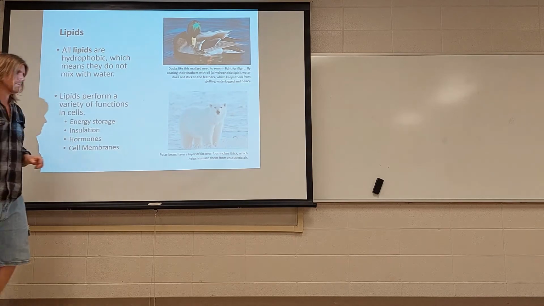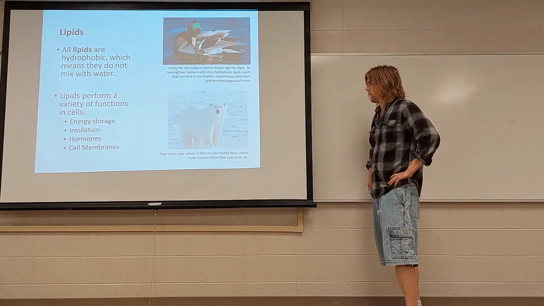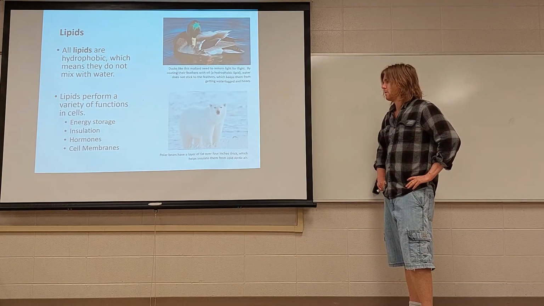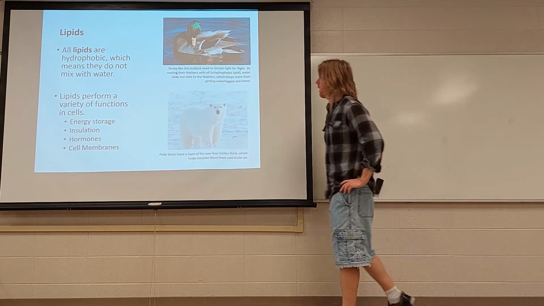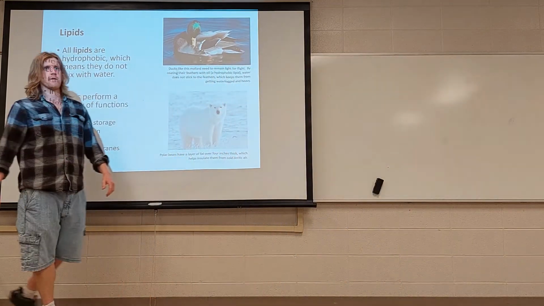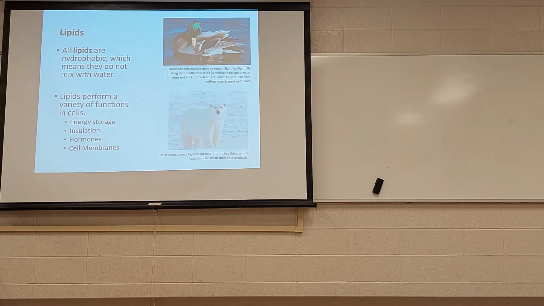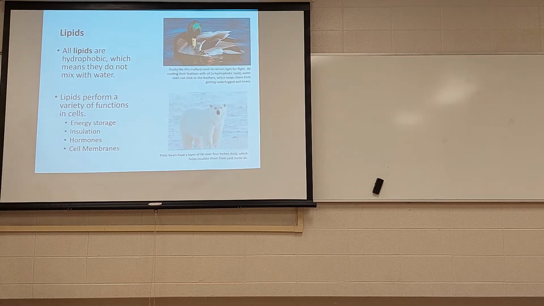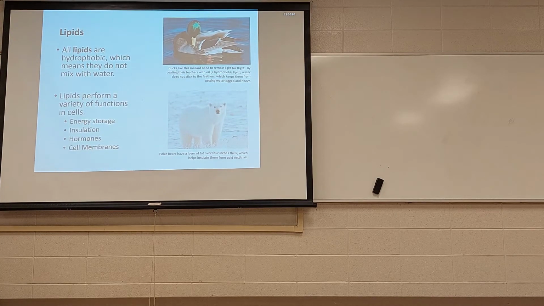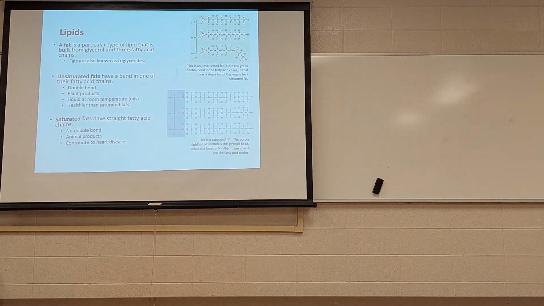Also, insulation. If you look at Arctic creatures like our polar bear here, they have a layer of fat tissue that's 4 inches thick, which helps keep them warm in an environment that you and I would die very quickly in from hypothermia. Hormones, certain hormones are lipids, and also this thing here, cell membranes, which we'll talk about shortly. Let's go ahead and start with talking about fats.